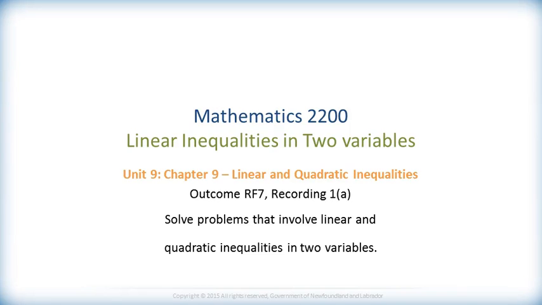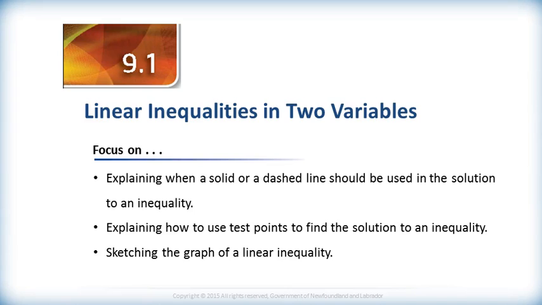Welcome to recording 1A in a series on linear inequalities in two variables for Unit 9, Chapter 9 of Mathematics 2200. We'll be looking at explaining when a solid or a dashed line should be used in the solution to an inequality that's in two variables, explaining how to use test points, and sketching the graph of a linear inequality, again in the context of two variables.